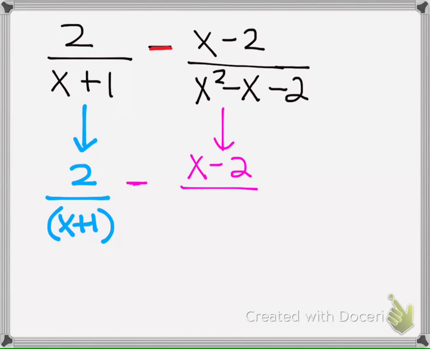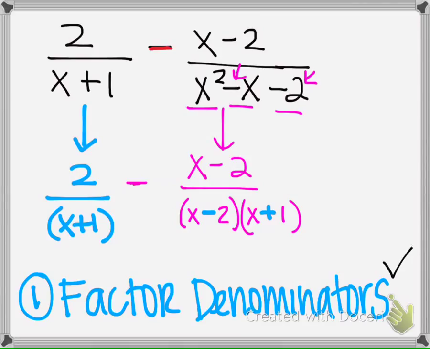So we need to think of it as a trinomial. We know that when we factor it, it will look like this. And we need to think of numbers that multiply to -2, but combine to -1. So we would have -2 and +1. So that's our first step, to factor the denominators.